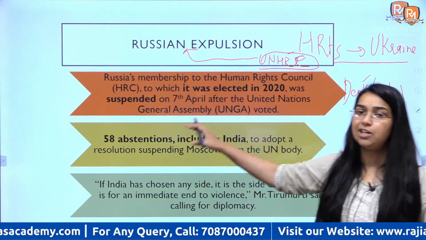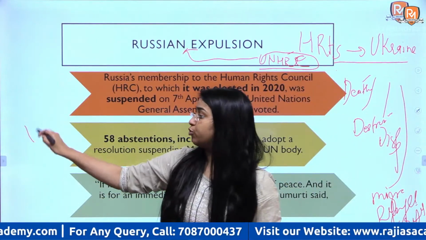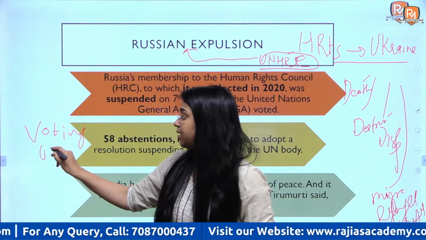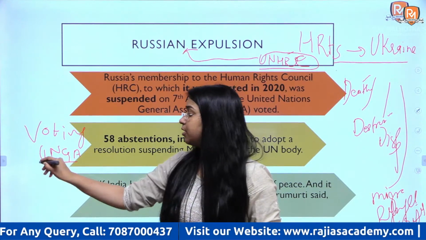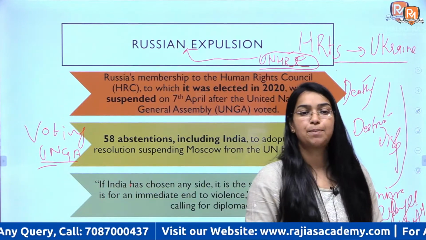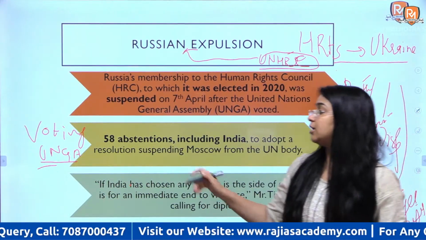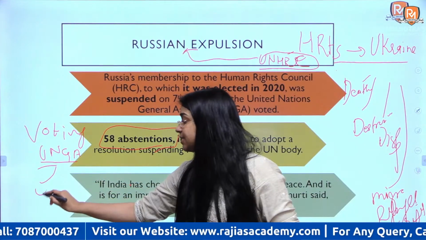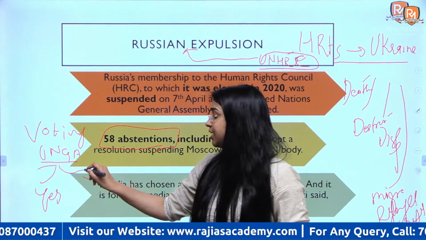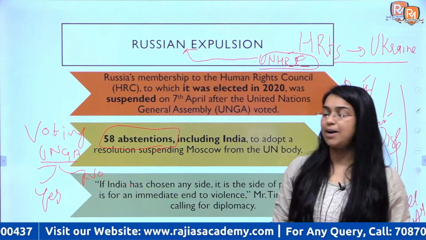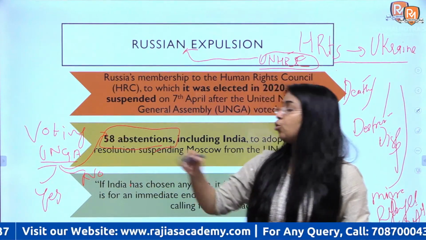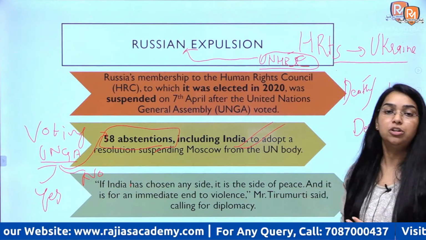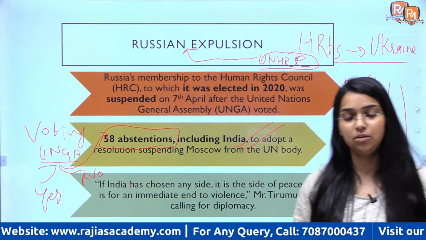Now when it was being expelled, it was based on a voting system, right? The UN General Assembly voted on whether Russia should be expelled or not. Within that, 58 countries abstained from voting. Okay, some said yes, Russia should be expelled, the other countries said no, Russia should not be expelled, and there were 58 countries who did not say either yes or no, and India was amongst one of them, right? You got it?